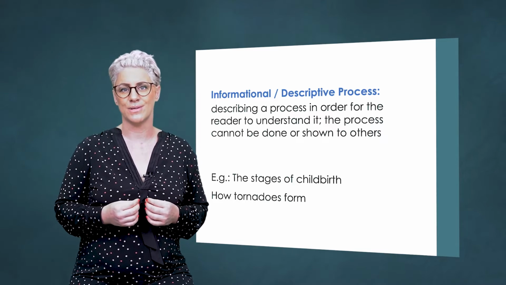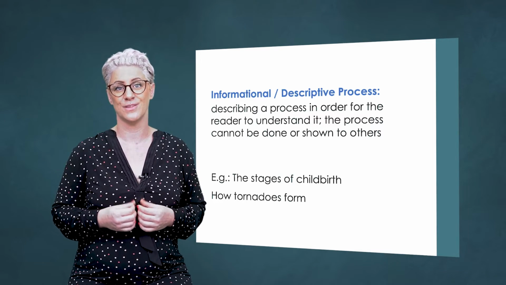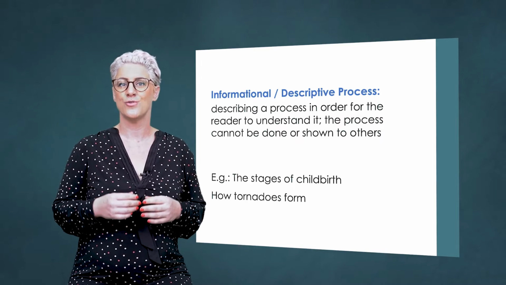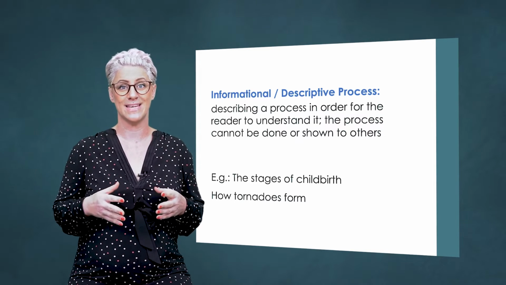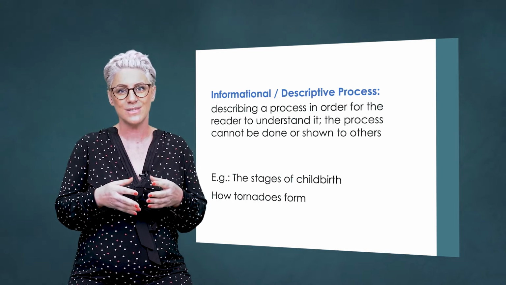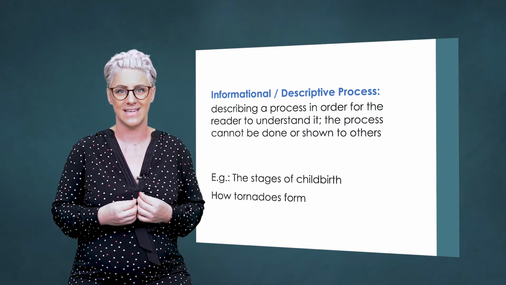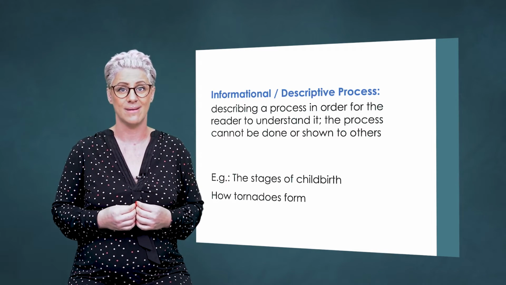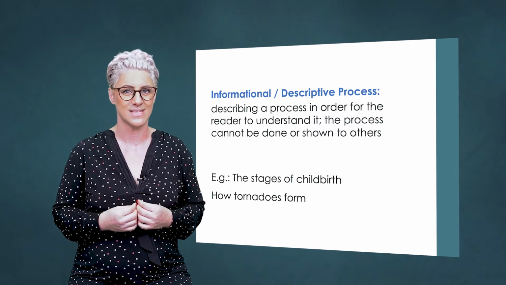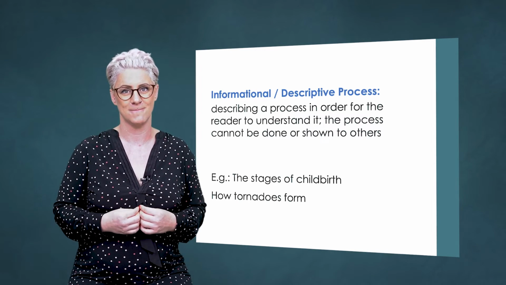These are some examples of process in nature. The stages of childbirth, or how tornadoes form. You cannot start a tornado from beginning to end and tell someone how you did it. So the process that you cannot do with real evidence, but you can describe them, is called an informational or descriptive process in the process essays.